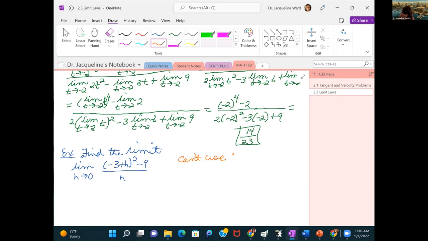How do we know not to do that? You just have to do like trial and error. I mean, you can kind of see that. If you took the limit of the top over the limit of the bottom, the limit of h, as h goes to 0, is 0. Okay. That's just making use of, again, that law number 8, where you just substitute in. I see. Okay.